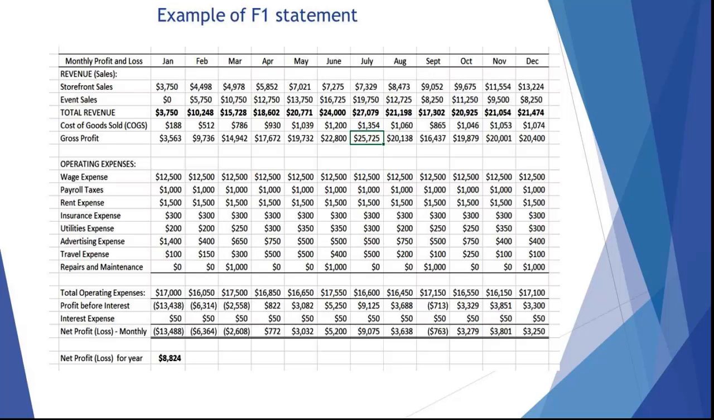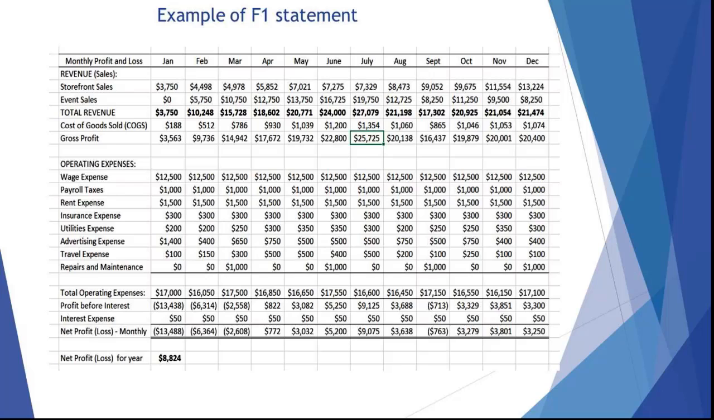So the next line would be for interest expense if your company is taking out a loan. We see in this case, the company has $50 of interest each month throughout the first year, so they have a loan that they are making some payments on. And if you don't have a loan and you don't have interest expense, you can simply leave that line blank or place zeros within it.